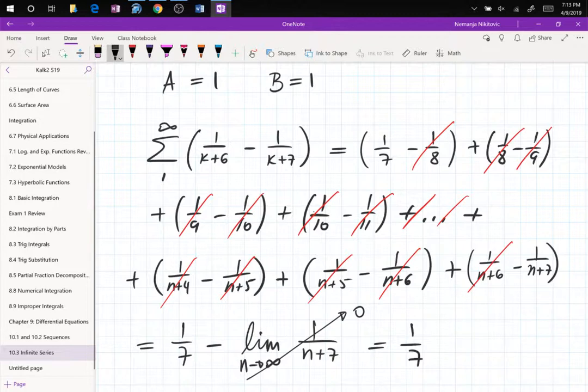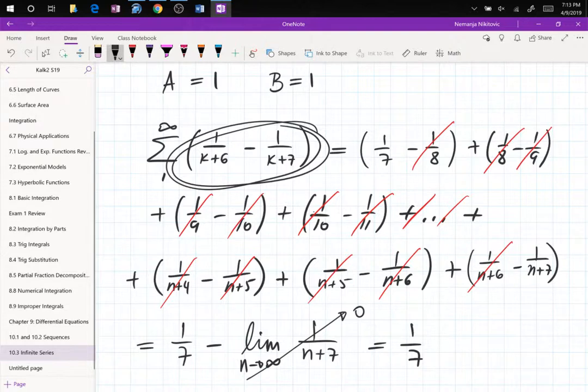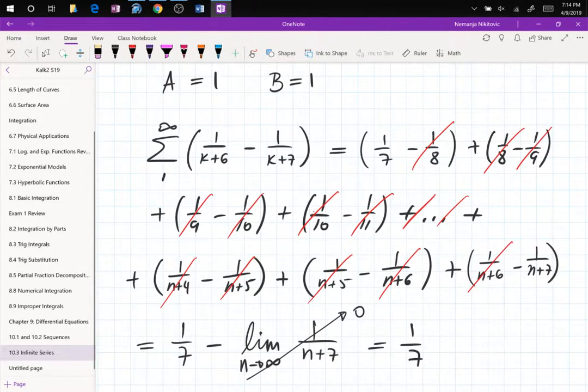That solely depends on how far apart these are. N plus... and k plus 6, k plus 7 are 1 apart, so they're going to start canceling immediately. When they are 2 apart, or 3 apart, or 4 apart, they don't start canceling until later.